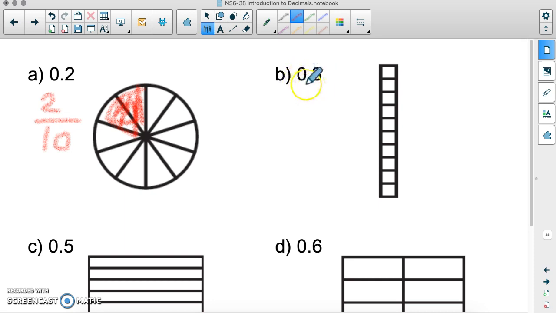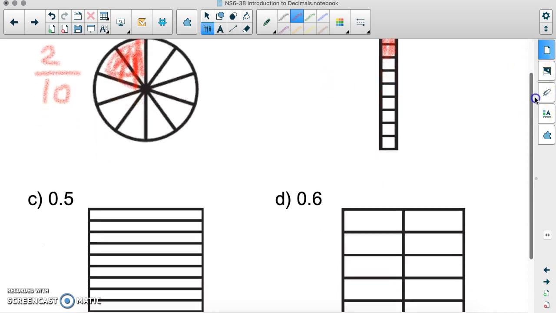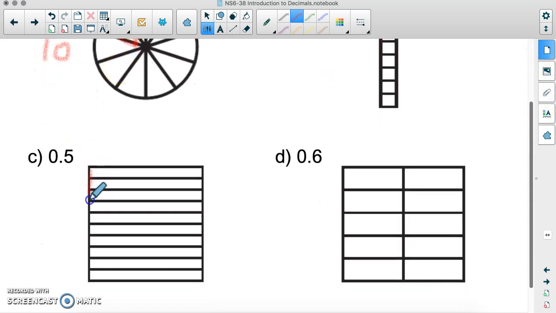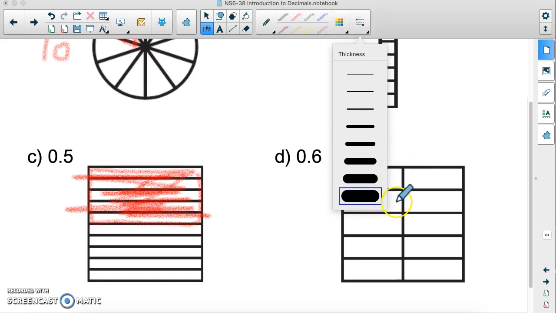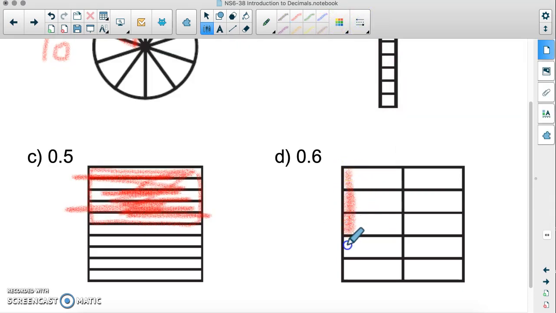So if we look at B, we have 0.3. So that means I would have 3 of my 10 cubes shaded in, and as a fraction, this would be 3/10. So for C, if I have 0.5, then I'm going to color in 5 of my rectangular bars that I have. And this fraction would be 5/10. And then if I have 0.6, I'm going to color in 6 squares. So there's 5. Sorry, I know my coloring's not great with my mouse. And then 6.